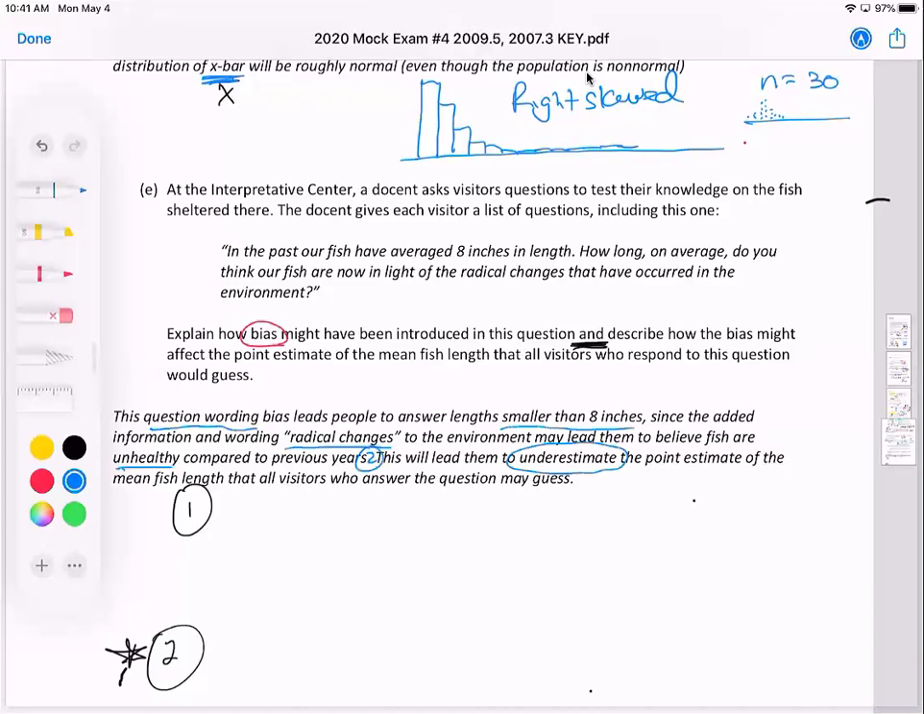Now, you don't have to say that it's going to underestimate. Maybe you want to try to argue that, because of the radical change, this might be a different approach. Because of the radical changes, maybe the fish are getting longer because they're becoming mutated or something. So now they're going to be ginormous fish or something. You could argue either way, as long as you mention that this radical change is going to lead people to believe one way or the other. And I chose the unhealthy direction. And also, just to point out one more time, make sure that you mention underestimate or overestimate, whichever one you guess.